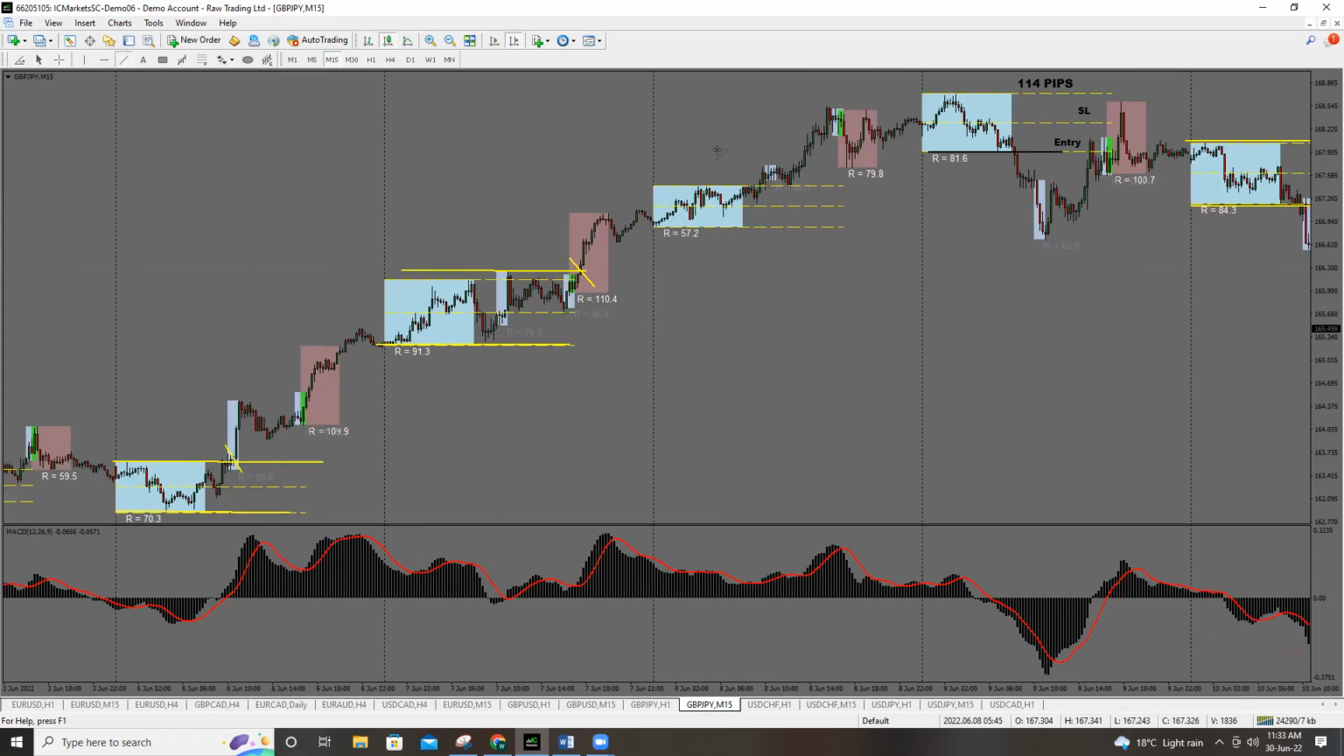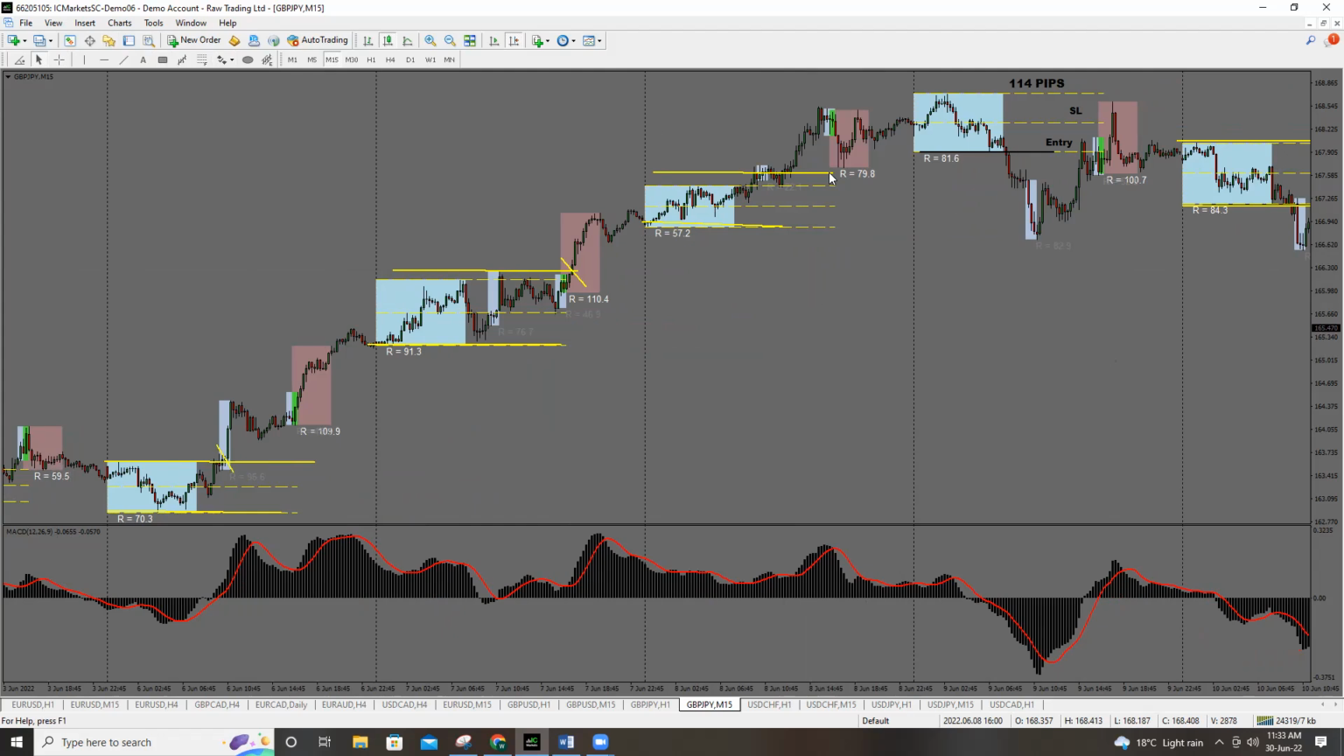Another buy trade. So initial low, initial high. Then we'll wait for, sorry, that's not the initial high.